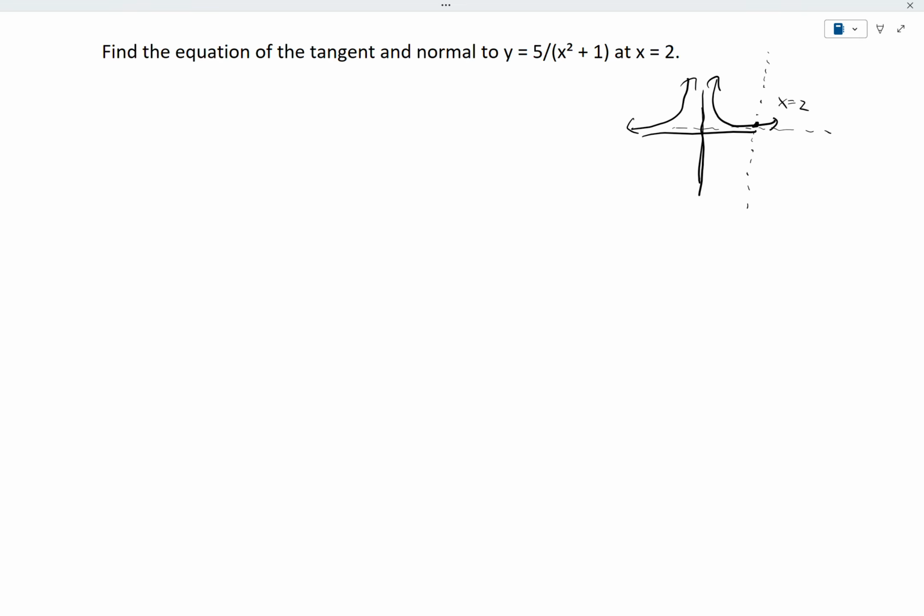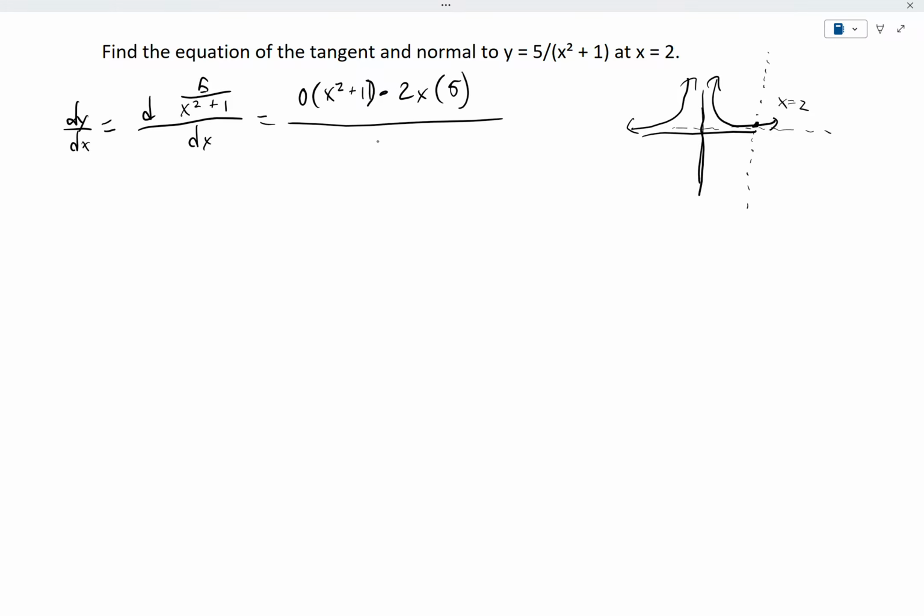We know the tangent has the same slope the entire way as our curve does at that point. So to figure out the slope of the curve at that point, we're going to take the derivative of the curve. So we'll say dy/dx is equal to d/dx of 5 over x squared plus 1. So I'm looking for the derivative of this quotient right here. I'm going to use the quotient rule, which says derivative of the top times bottom minus derivative of bottom times top, all over bottom squared. So the derivative of the top is 0 times bottom, x squared plus 1, minus derivative of the bottom. That's just going to be the power rule, 2x, times top, all over bottom squared. That's x squared plus 1 squared.